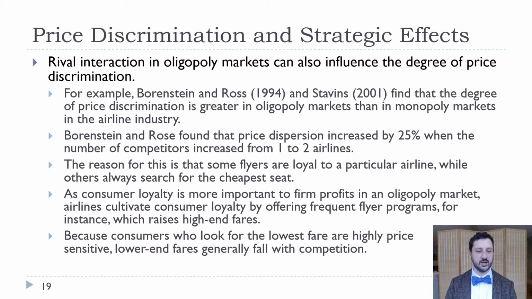And the idea is that if you're an oligopoly, you're going to have some consumers who always fly with you, right? They have a brand loyalty, and then some people that are always looking for the cheapest price. And so you're going to want to have different prices for that. And one way to do it is to have consumer loyalty programs with frequent flyer programs, and then have very low fares for those who are looking for that.